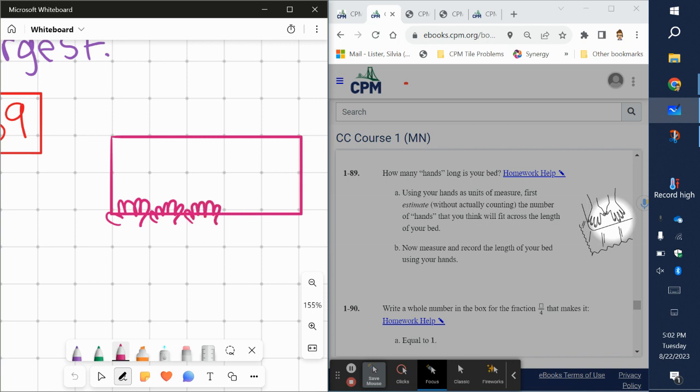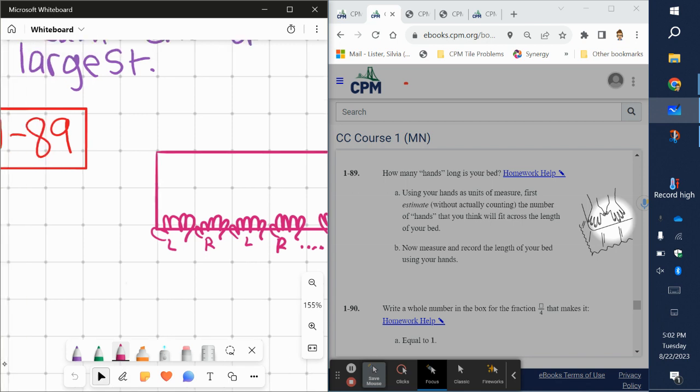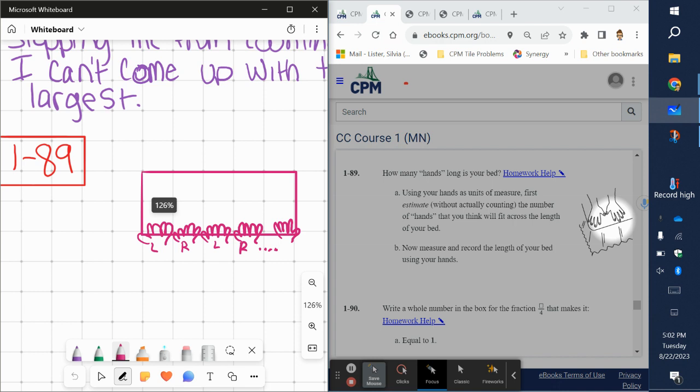So you're trying to guess how many hands it will take, and you'll alternate. So my hands would be like, this would be my left hand and my right hand. And then I'd put down my left hand and then my right hand. And I would keep going until I got all the way to the end. Like I know how to draw a hand. And I'm going to count how many hands I have. And then I'm going to do it in the other direction.